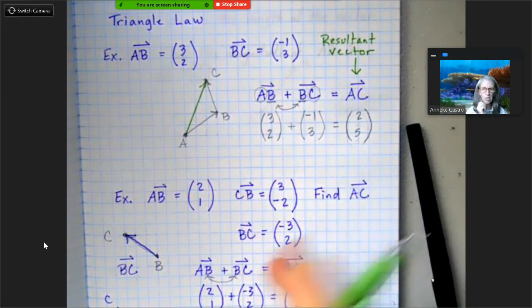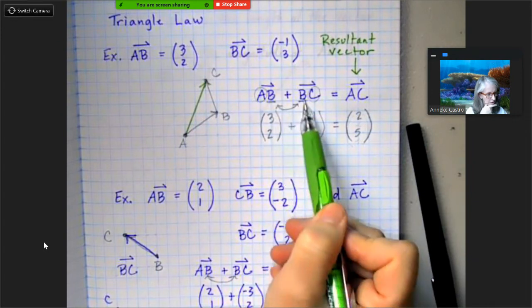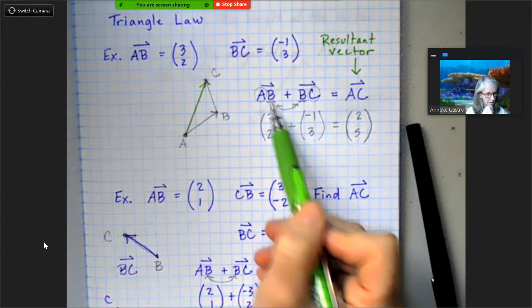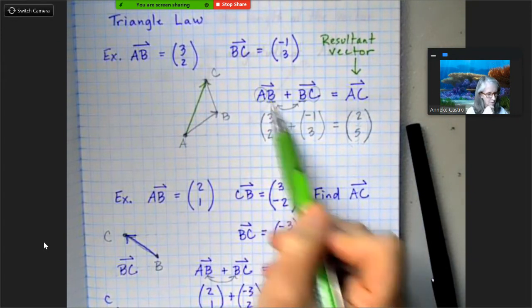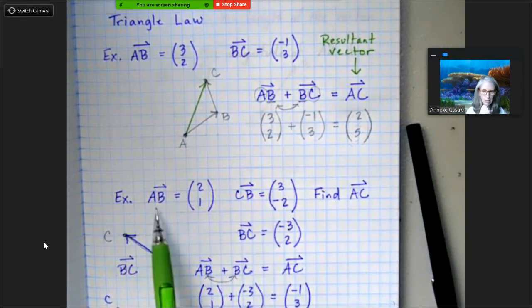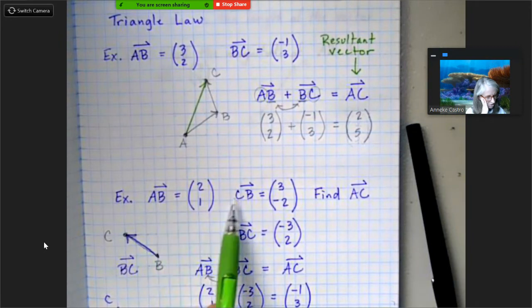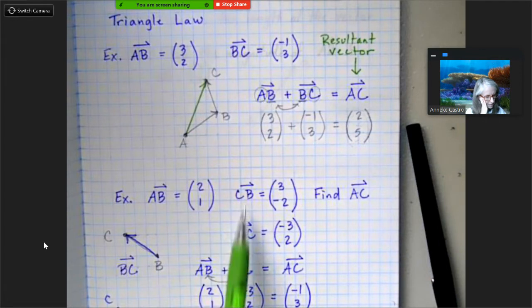All right, now when you're using this triangle law, you have to be careful that the two inner letters have to match. The head here has to match the tail over here when you're adding them together. So if I gave you this example, AB and CB, and I want to find AC, well, I can't just do AB plus CB because the B doesn't match the C. So what we had to do is reverse the order of the letters here. I had to put the B first and the C second.